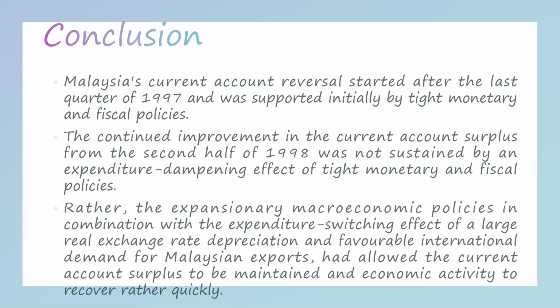So the conclusion is Malaysia current account reversal started after the last quarter of 1997 and was supported initially by tight monetary and fiscal policy. The continued improvement in the current account surplus from the second half of 1998 was not sustained by an expenditure dampening effect of tight monetary and fiscal policy, but rather the expansionary macroeconomic policy in combination with the expenditure switching effect of a large real depreciation and favorable international demand for Malaysian export had allowed the current account surplus to be maintained and economic activity to recover rather quickly.